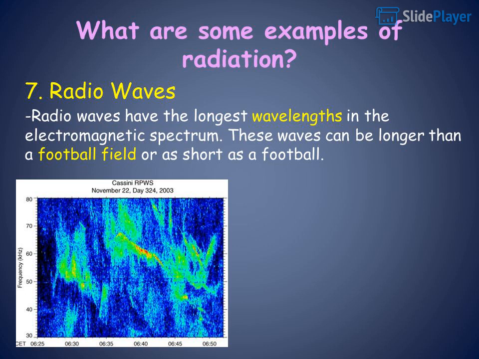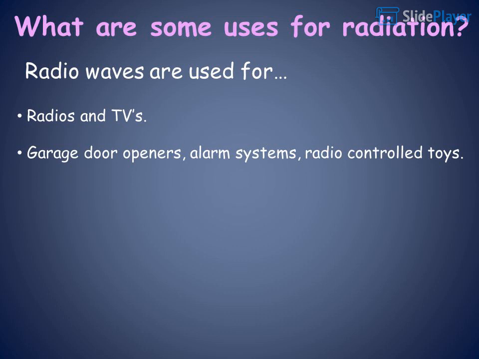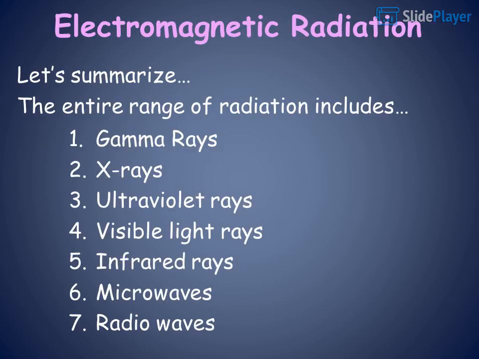What are some examples of radiation? 7. Radio waves. Radio waves have the longest wavelengths in the electromagnetic spectrum. These waves can be longer than a football field or as short as a football. What are some uses for radiation? Radio waves are used for radios and TVs, garage door openers, alarm systems, and radio-controlled toys.